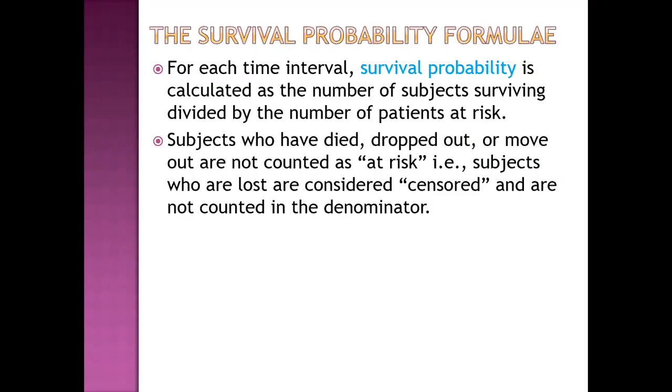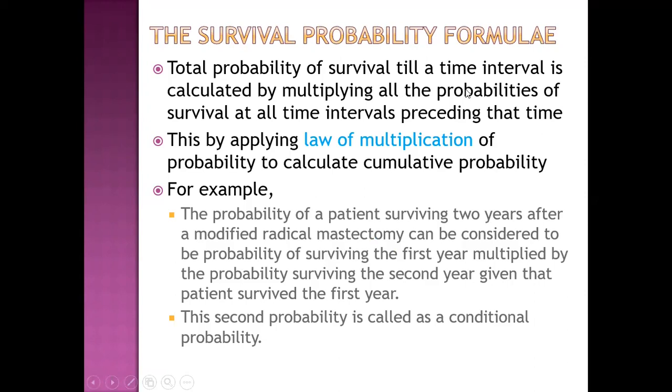Then the survival probability formula. For each time interval, survival probability is calculated as the number of subjects surviving divided by the number of patients at risk. Subjects who have died, dropped out, or moved out are not counted as at risk. That is, subjects who are lost are considered censored and are not counted in the denominator. Total probability of survival till a time interval is calculated by multiplying all the probabilities of survival at all time intervals preceding that time. This is because of application of the law of multiplication of probability to calculate cumulative probability.